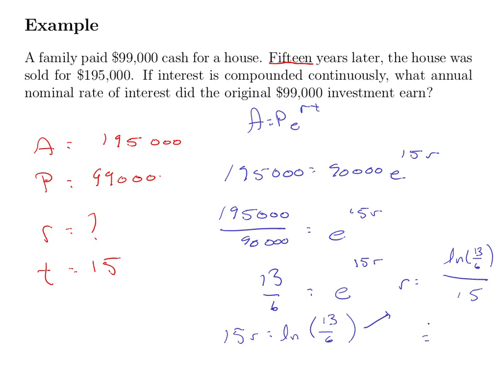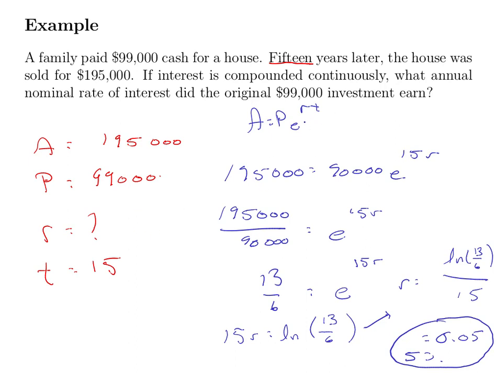Which, if we grab our calculator and throw all that in, that divided by 15, we end up with 0.05, we'll just say that. So about 5%. That's approximately the interest rate on the growth of that real estate investment. This works the exact same way if we wanted to solve it for a time instead of rate, because time is also up in the exponent.